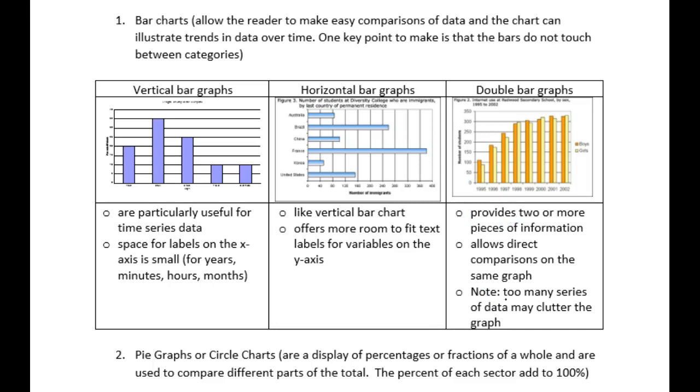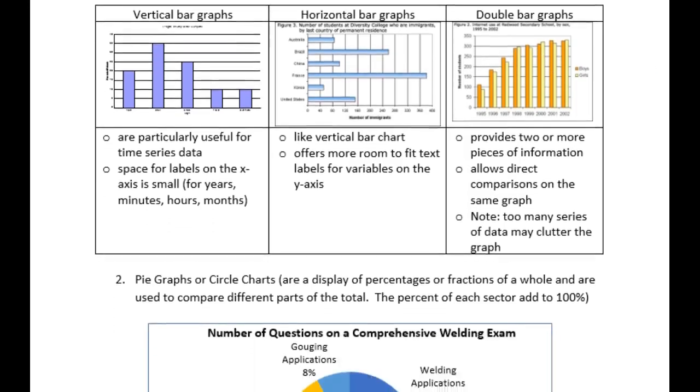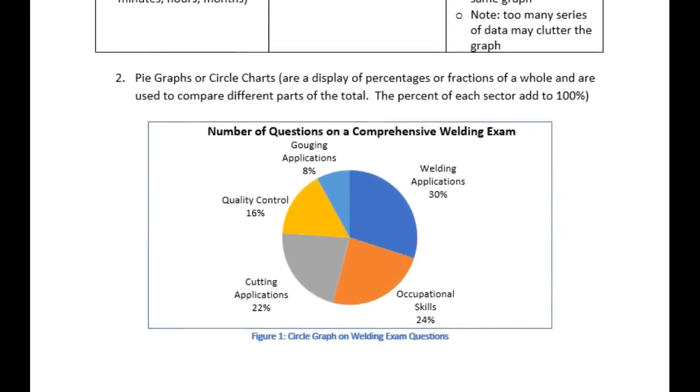Just a note that if you have too many series happening, you can get a very cluttered looking graph. If you are looking at double or triple bar charts and things like that, they can get pretty cluttered, so watch that carefully when you're making those interpretations. But again, notice the bars aren't touching, there are gaps between each of the bars as you go through. Another type that we will look at are pie charts, or circle charts.